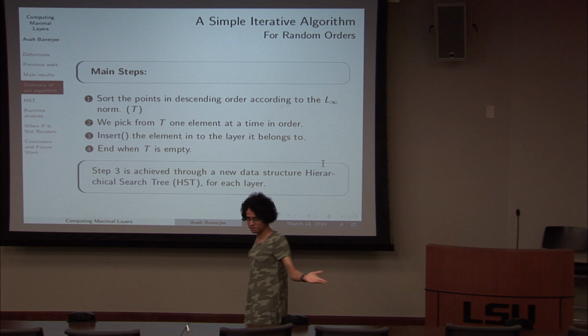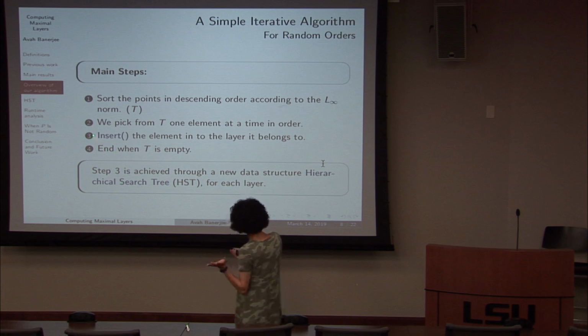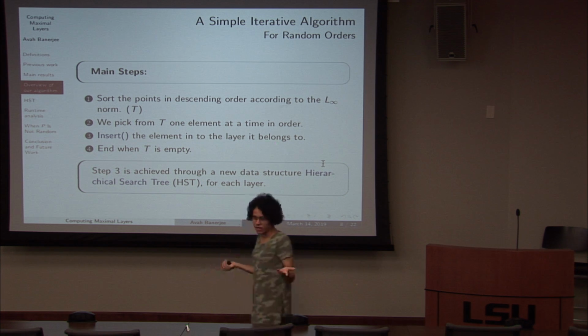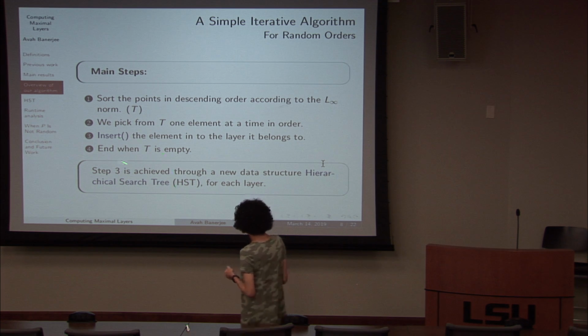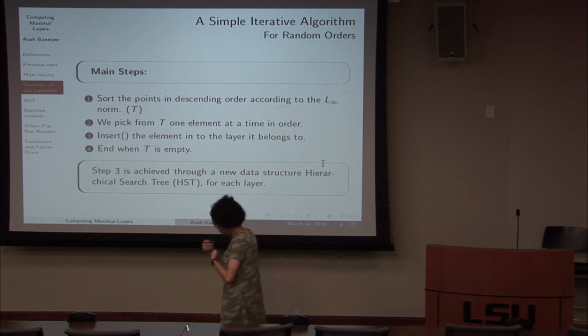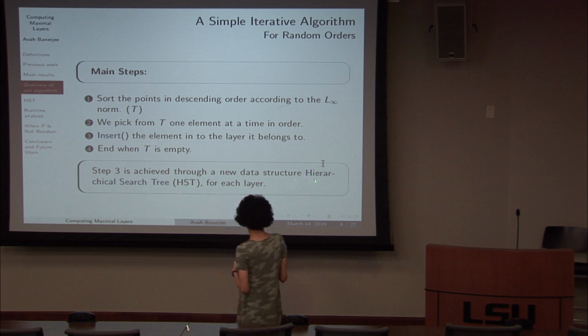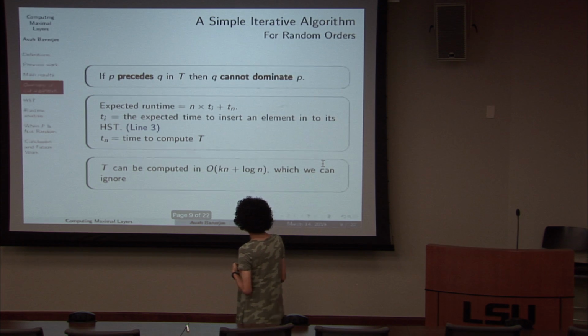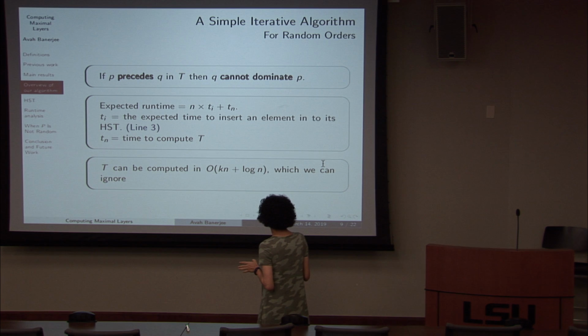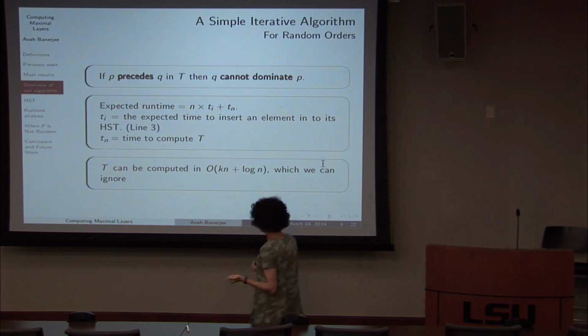It seems trivial. Of course, I left the most important part: insert the element into the layer it belongs to. I left the question of how, what layer, what I'm doing. So in order to keep these layers, we create a data structure which we have named hierarchical search tree. Now before going into the hierarchical search tree data structure, what would be the complexity?